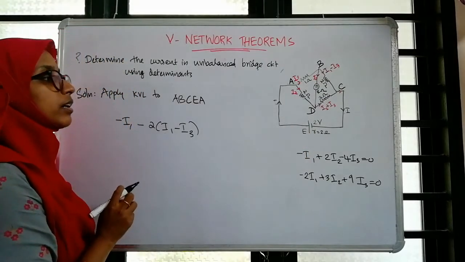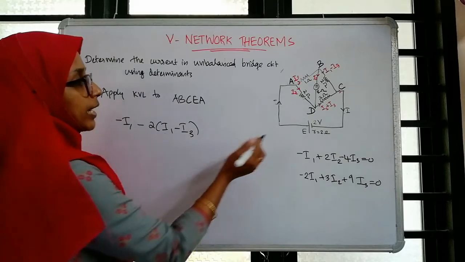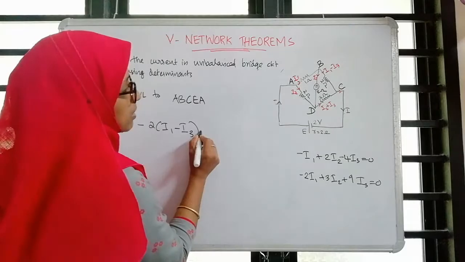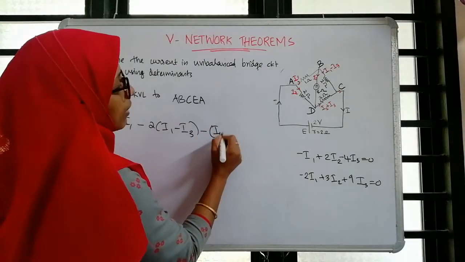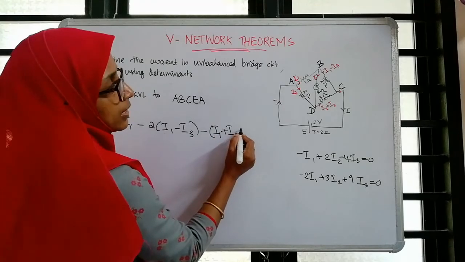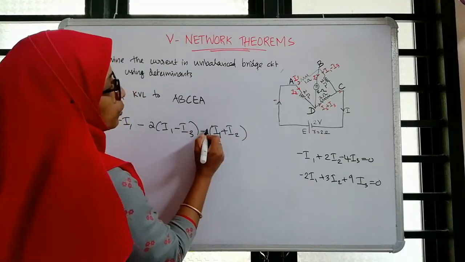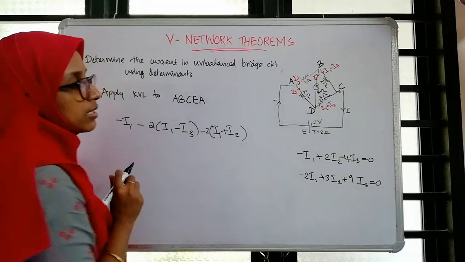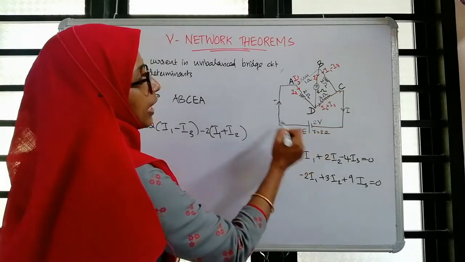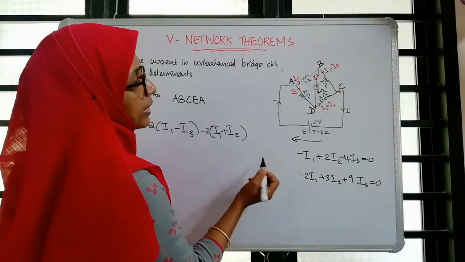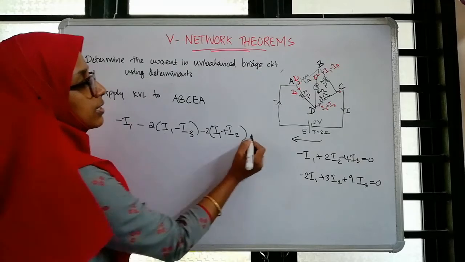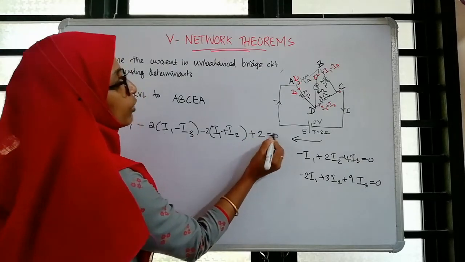So that is the rising potential, and also here the same direction of current, that is minus of I, where I1 plus I2 is I. Minus of I1 plus I2 into 2, where 2 is the internal resistance. And ABCEA, so this is the potential going from minus to positive. The rising potential is given as positive, plus 2 equal to 0.